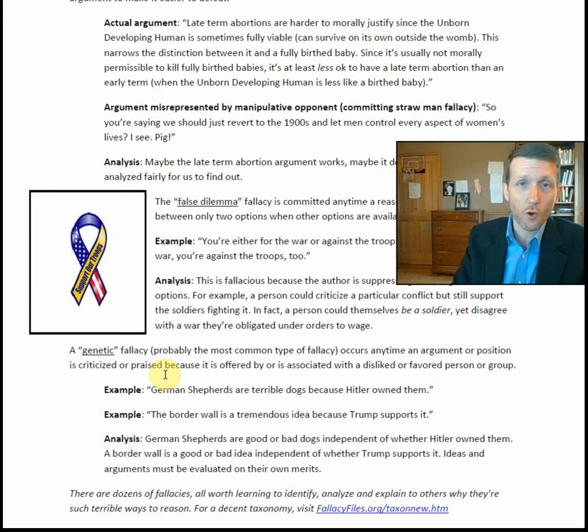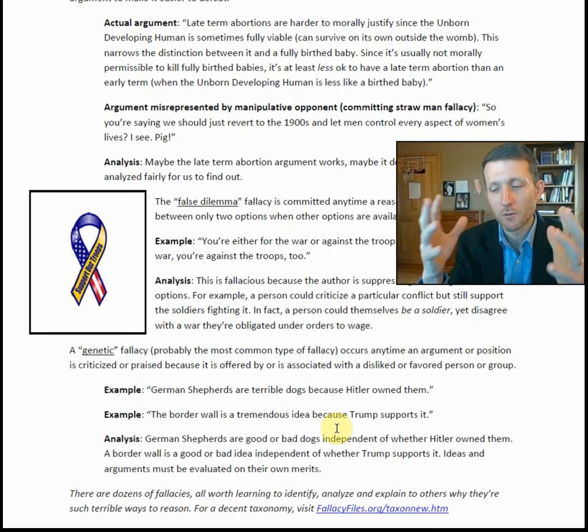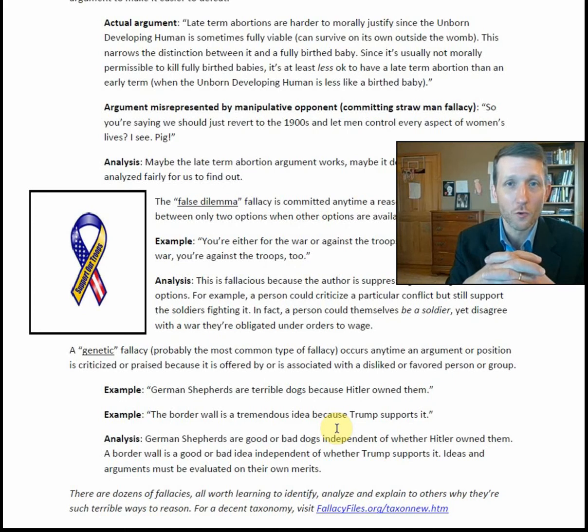independent of whether or not Hitler owned and enjoyed them. And of course it's the case whether or not a border wall would be a fantastic or a terrible idea, independent of whether or not Trump supports it. Hitler was not an expert on German Shepherds as far as I know, and even if he was, his pleasure of German Shepherds, the fact that he enjoyed German Shepherds, that he owned German Shepherds, which he actually did, there are photos of Hitler with German Shepherds, says nothing at all about whether or not they're good or bad dogs. Same thing with the border wall idea.